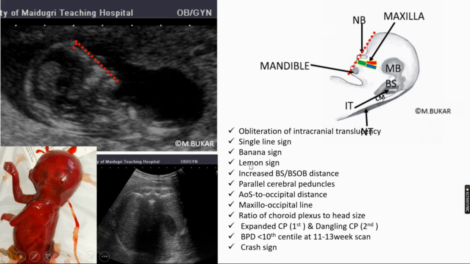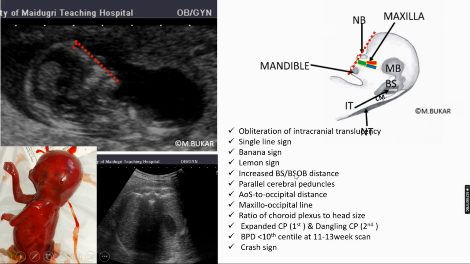These are other indirect signs of open spina bifida. Obliteration of the intracranial translucency. Here you can see the intracranial translucency. It will be obliterated because of the caudal displacement of the hindbrain. You see a single line instead of these two echogenic lines. You see a single line. The banana sign we've seen, the lemon sign.